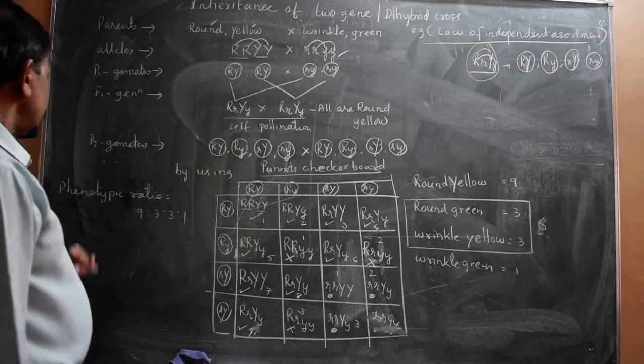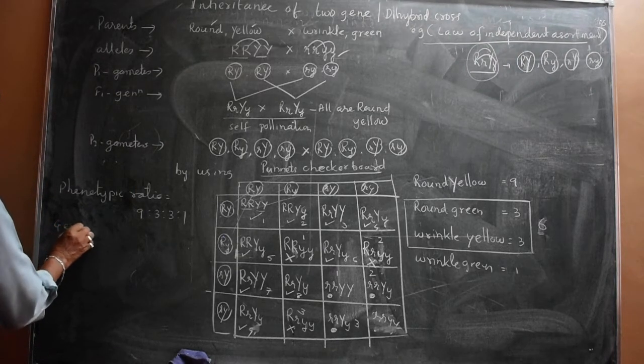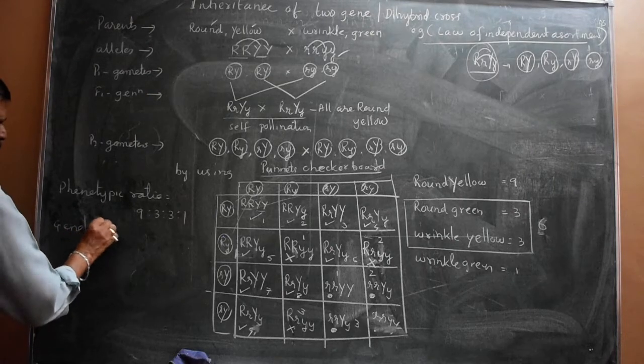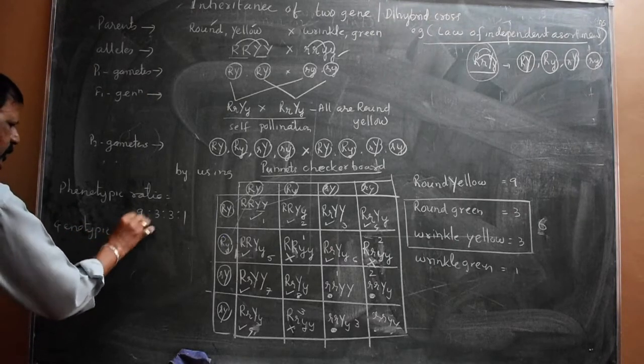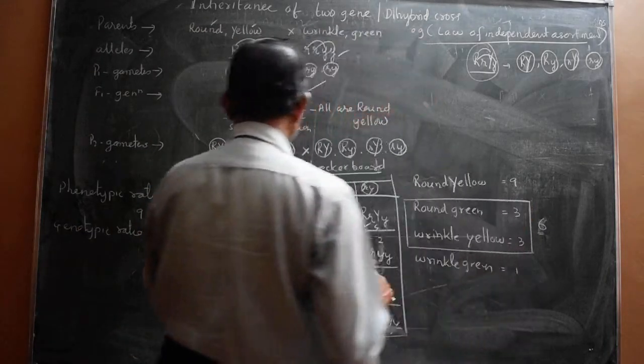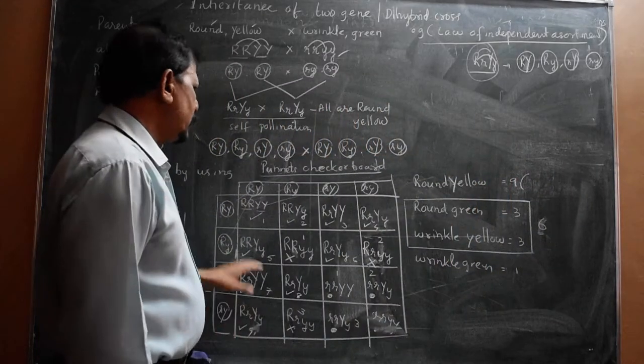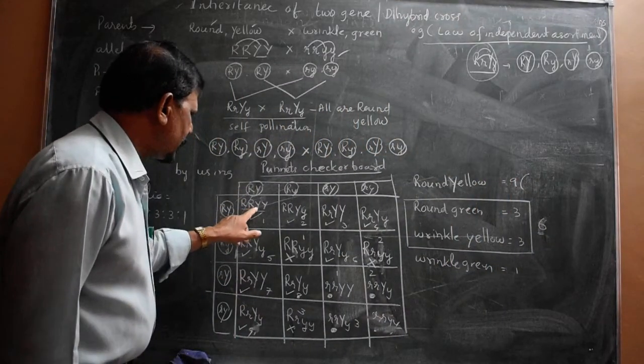However, this is the phenotypic ratio. Now let me write about the genotypic ratio. What is this genotypic ratio? We'll see. So the genotypic ratio. See here, round yellow. You see round, how many types are there? So in round, this is capital R, capital R, capital Y, capital Y.